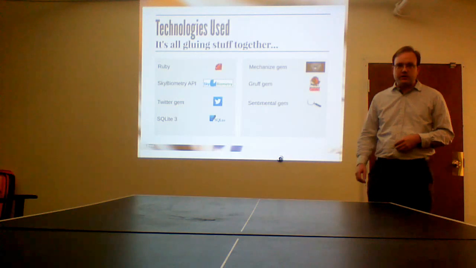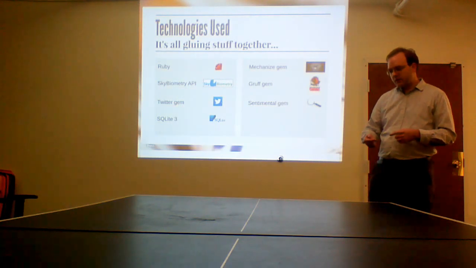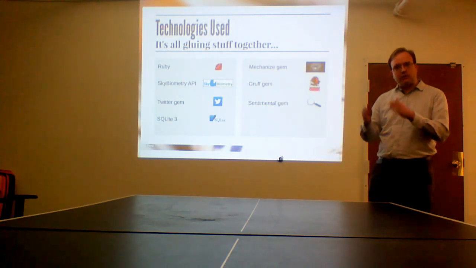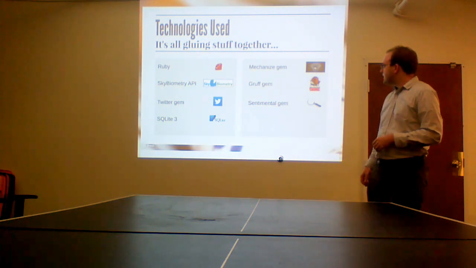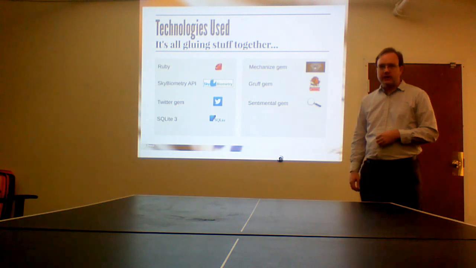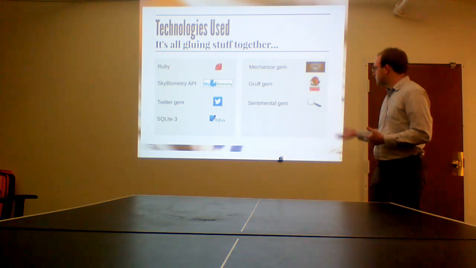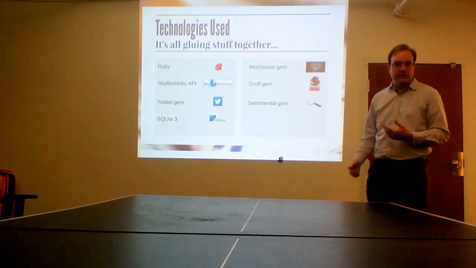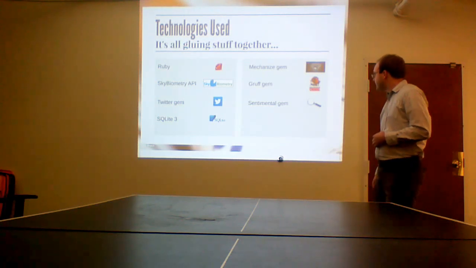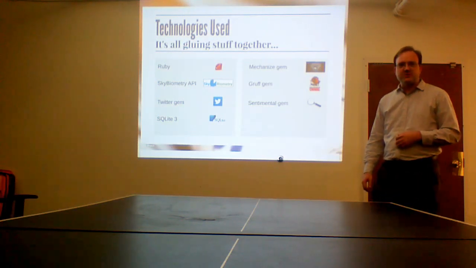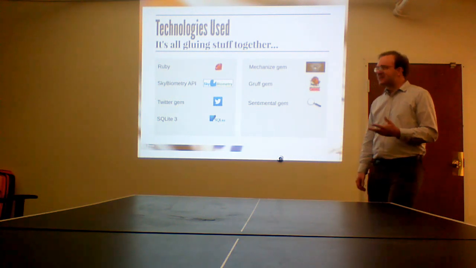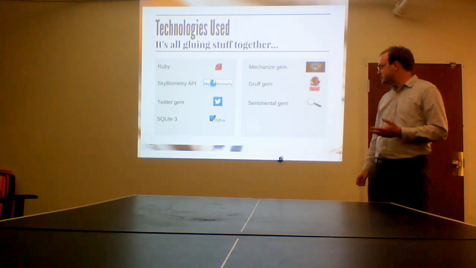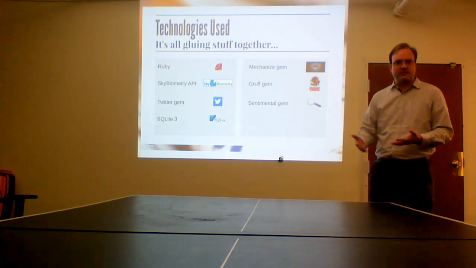The Mechanize gem is what I use to parse the tweets and figure out where exactly the URL of the image is, for example. And then the Gruff gem is what I use to create charts, and there's not really a good image for Gruff, so we'll have to do with McGruff. Hopefully that's good enough. And then the Sentimental gem is what I use to get the sentiment from the text analysis.